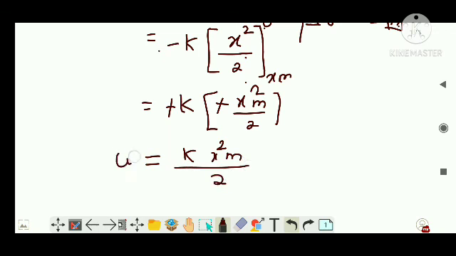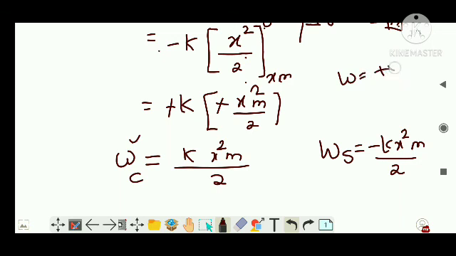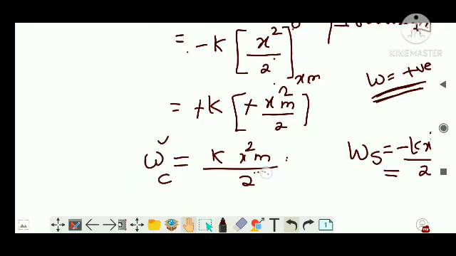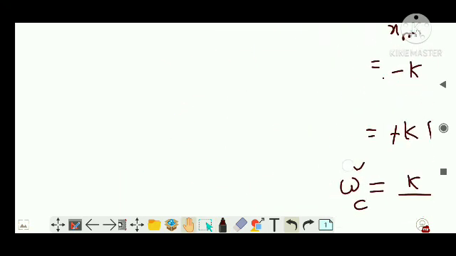While stretching it was minus k xm squared by 2, and while compressing, the energy is getting stored. Remember I told you, when work is positive, you are giving energy to the body. When the work is negative, you are taking energy from the body. So when you are giving positive work, it means that energy is stored in the body, and that happens when the spring is compressed. Clear? Keep that in mind.